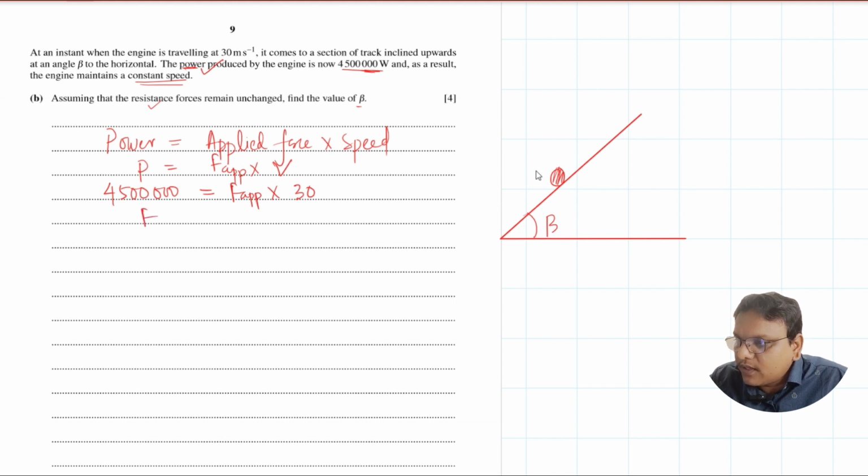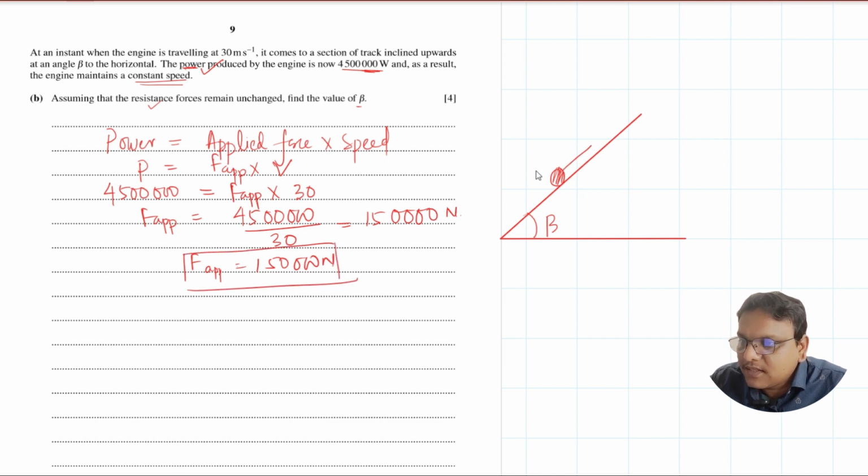So if I try to find out the applied force, it will be 4500000 over 30. So we got this as 150,000 Newton, right? So this applied force we got, that is 150,000 Newton. That means this applied force or driving force we calculated is 150,000 Newton. This one we got, right?